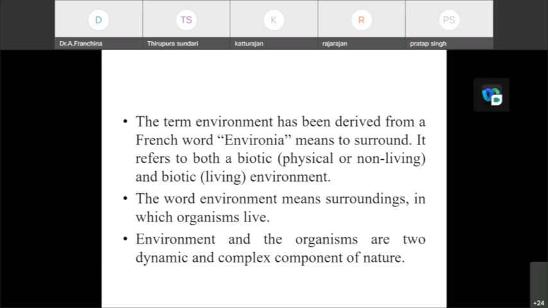Can I use Tamil? So biotic is the living things, abiotic is the non-living. With these two, we can take one more classification such as dynamic and complex components. This dynamic and complex, how have they been classified? Based on the intensity, they have classified.